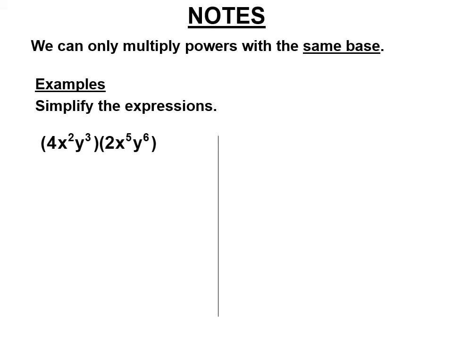Right, so these look harder, but they're really not, as long as you know what a coefficient is. So 4 times 2 is 8. You look for the ones with the same base. The base there is x. x squared times x to the 5th is x to the 7th.